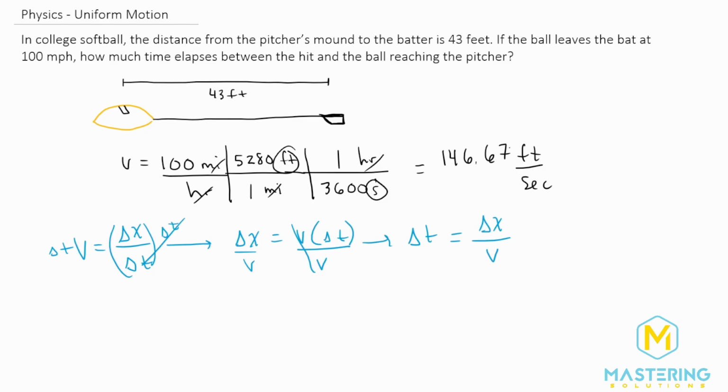So now let's plug our information into the formula. We have delta t is equal to 43 feet divided by 146.67 feet per second. And we're dividing by a fraction, which is the same as multiplying by the reciprocal. That's the same as over 1 second, so that will cause the feet to cancel out.